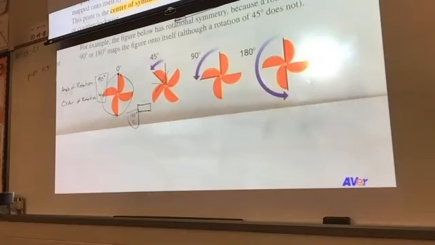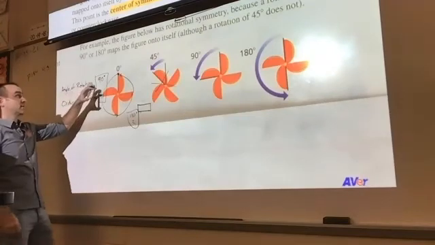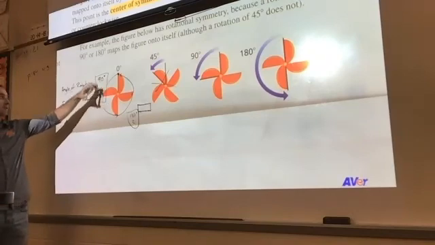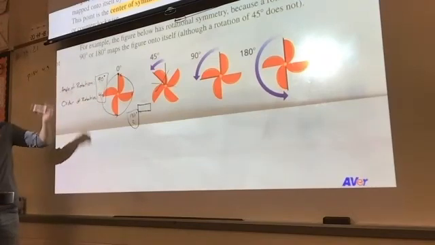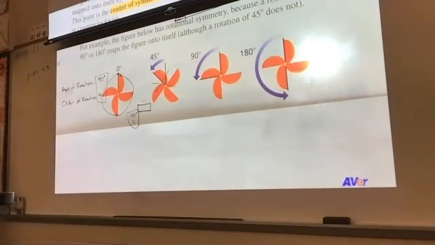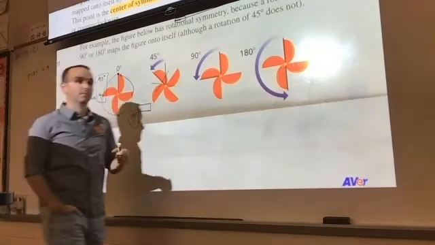Yeah, it's got to equal 360, right? Because 360 is going to take us back to the original. So whatever that angle of rotation is, and whatever that order is, I got to multiply those together. It needs to equal 360 degrees because we're taking it back to the original starting place. So the angle and the order need to multiply together to equal 360 every single time.